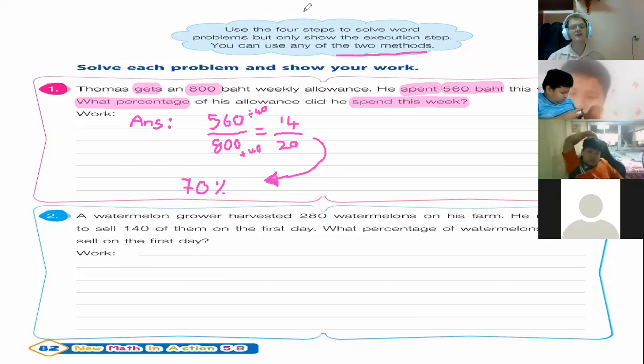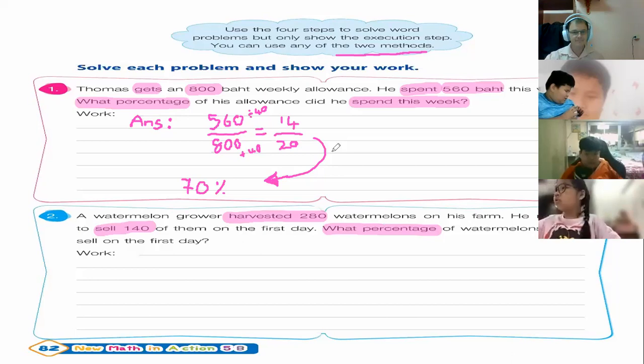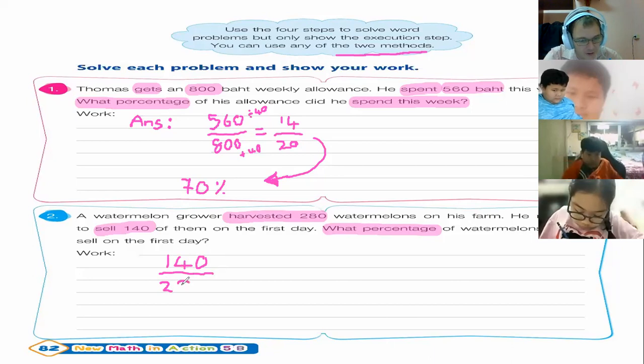How many watermelons did the grower get? He got 280 watermelons. Excellent. How many did he sell? 140. Very good. So what percentage did he sell? So how will we write that? Start with 140 over 280. Multiply by 100 over 1.